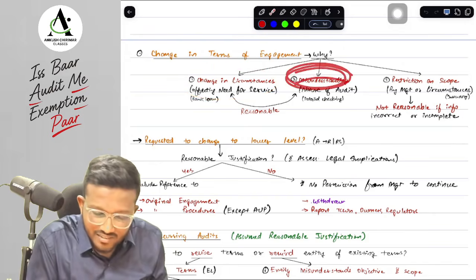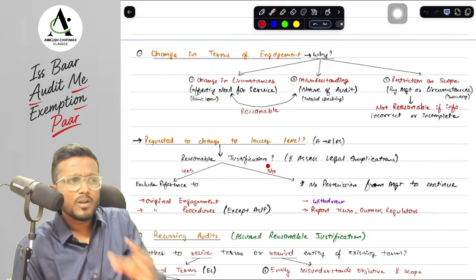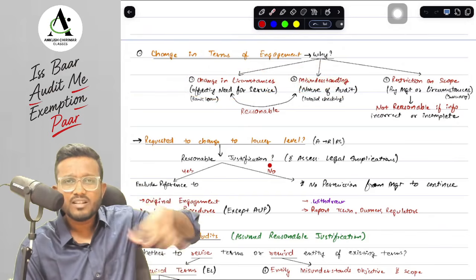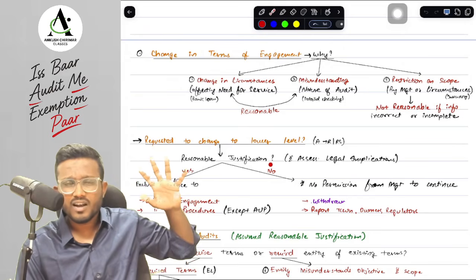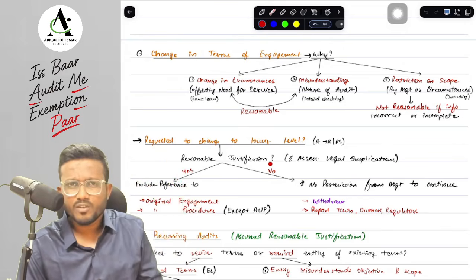Secondly, there is a misunderstanding regarding the nature of audit. Management thought that we would be auditing at a very superficial level. They didn't know that we will be auditing in detail. So they are saying, no, you don't need to audit at a detailed level. You need to change your engagement to review or related services.